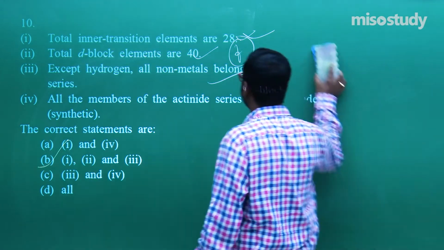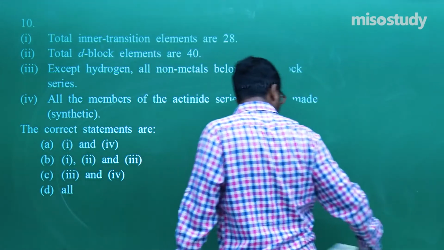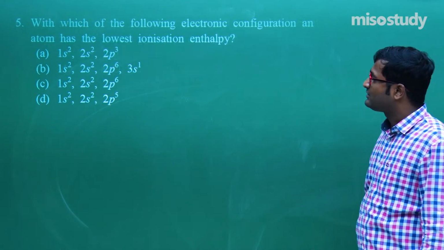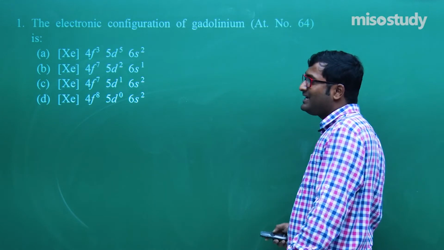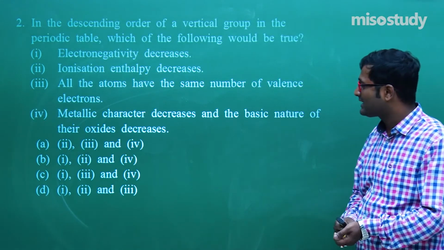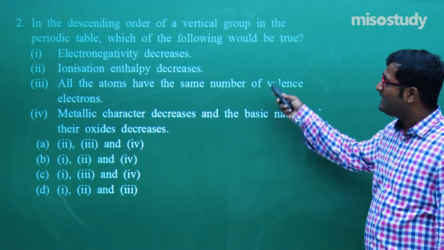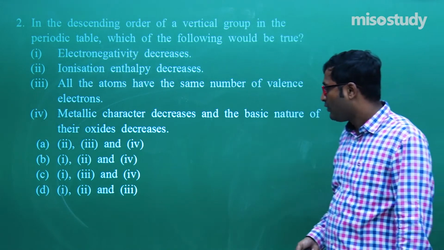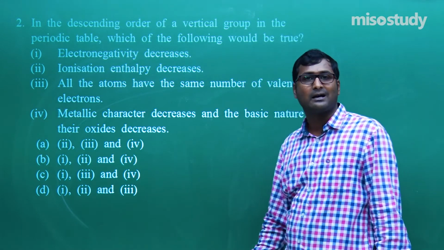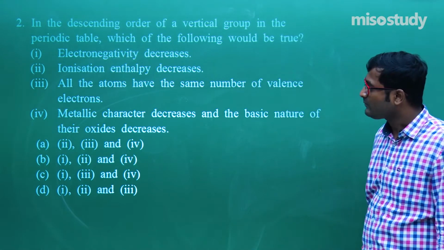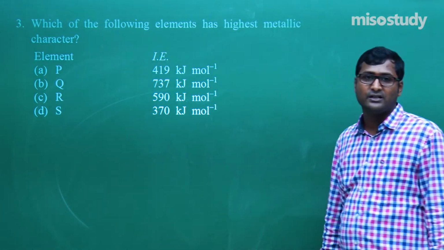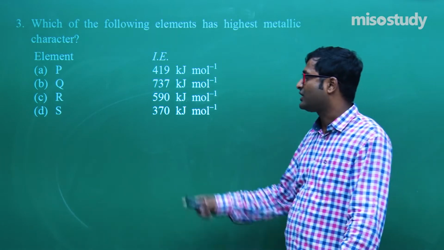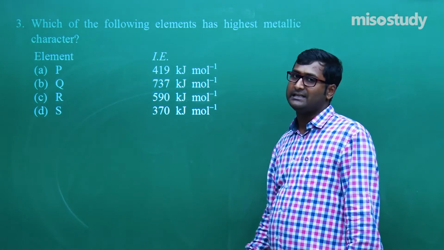So, friend, we'll revise these things again. Let's review. For question number 1, what is the correct option? That is C. For question number 2, what is the correct option? That is A, B and C. 1, 2 and 3 are correct, so D is the correct option. Remember? For question number 3, what is the correct option? D. Less value of ionization energy means more metallic character. For question number 3, D is the correct option.